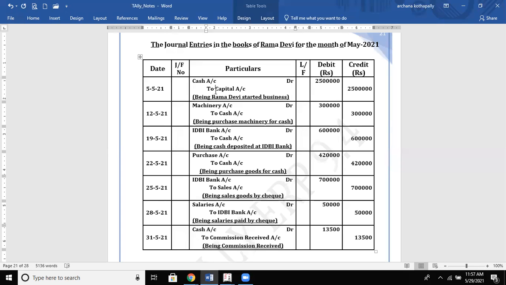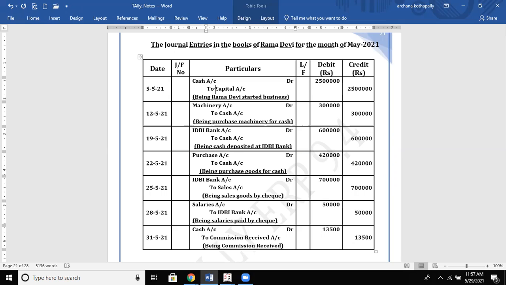So usually it comes with a real account principle: debit what comes in, credit what goes out. So nominal account, cash account debit to capital account. So Rama Devi started business. Then she bought machinery for cash, worth 3 lakh. Machinery is an asset, so debit what comes in. Machinery is debited, and cash is related to a real account. You're paying cash, so your cash is going out of your enterprise. So credit your cash to cash account.